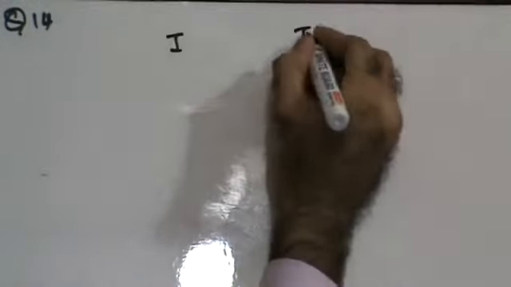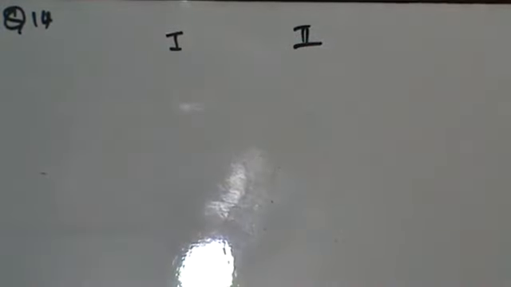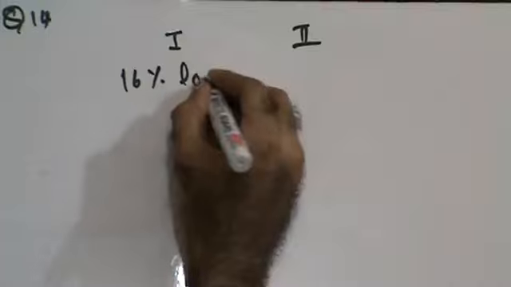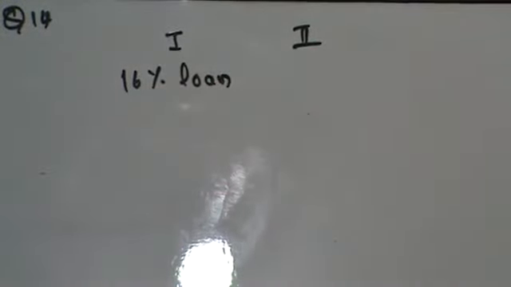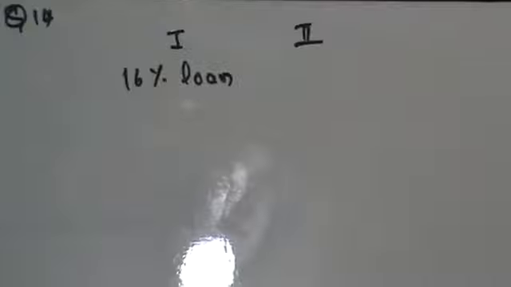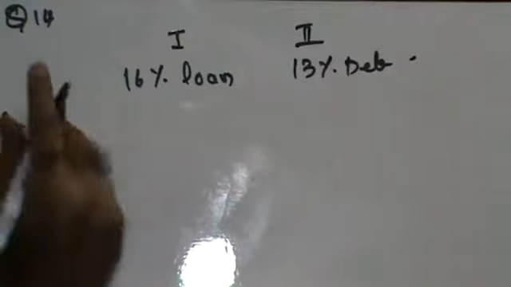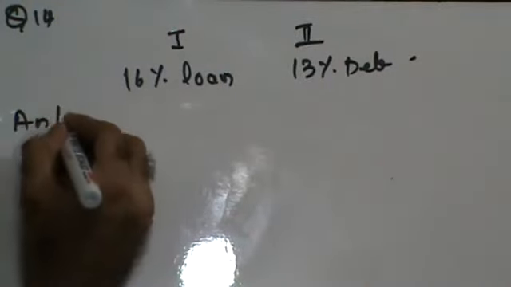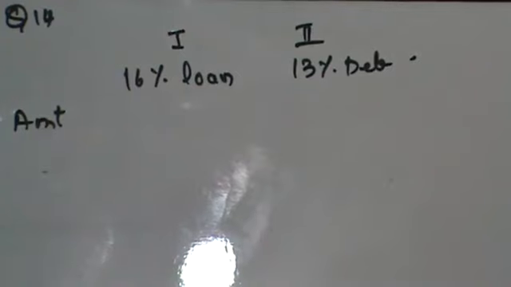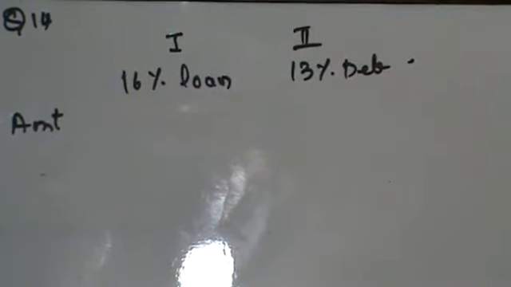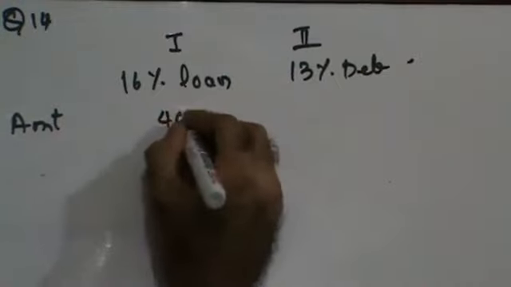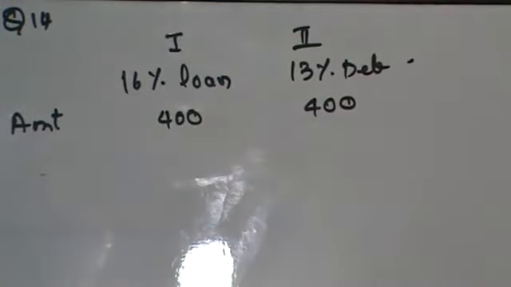Now I have two options. Option 1 and option 2. Both are debt options. The first debt option is a 16% institutional term loan. My second option is 13% non-convertible debentures. In both cases I am taking a loan. How much loan do I need? Guys, they have said 400 lakhs. The loan amount required is 400 lakhs in each case.